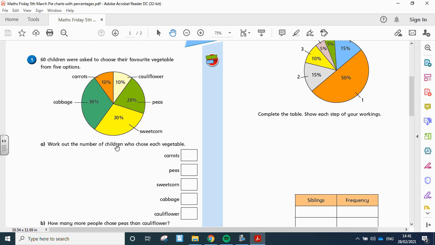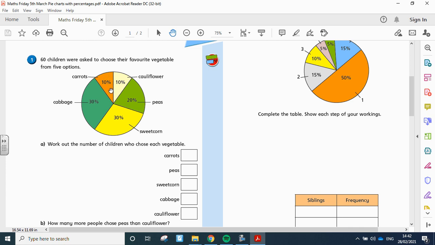So I'll give you a few little tips on this one. So if I want 10% of a number, I divide the number by 10. So if I do 60 divided by 10, that will get me 10%. Hopefully we know that 60 divided by 10 is 6. So carrots then, I'm letting you know, is 6. I've given you one answer. Cauliflower, you should be able to work out, is the same as the carrots. Now, peas, look, is 20%. So if we know that this 10% is 6, we should be able to work out 20% just by doubling the 6. And then we can do the same again here.